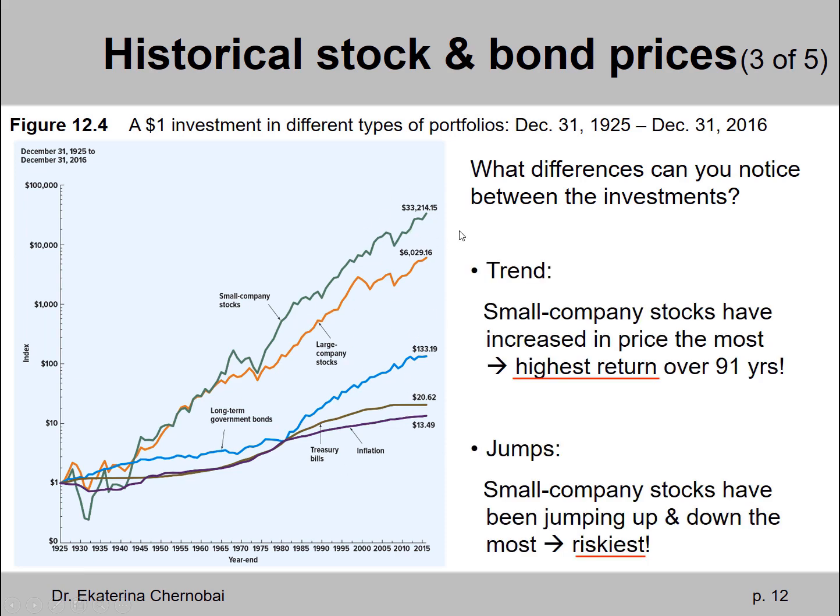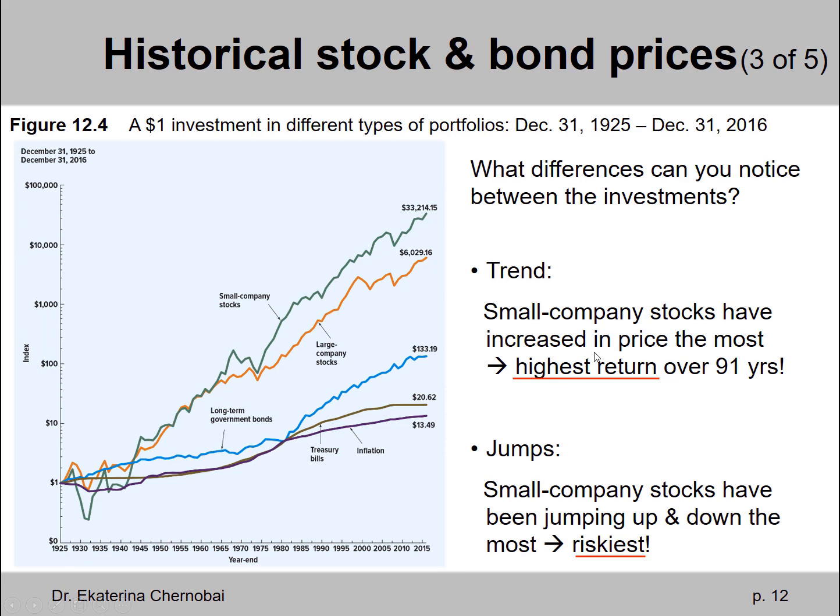If this is how you are determining which investment has been the best, then you're basically talking about the trend, like which line has reached the highest point, right? In other words, which line has been the steepest, going up at the fastest rate. That's the trend. And it's true that the small company stocks have increased in price the most. In other words, they brought the highest return over this 91-year time period between 1925 and 2016.